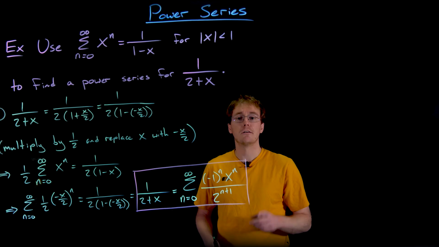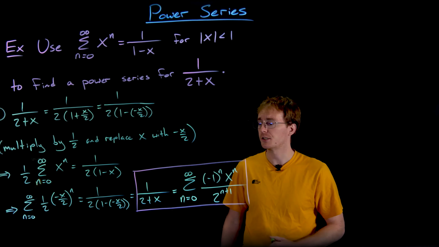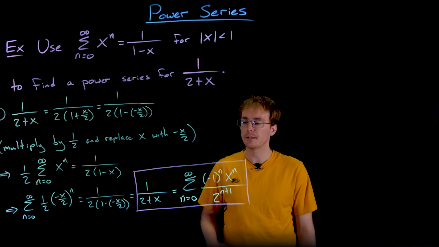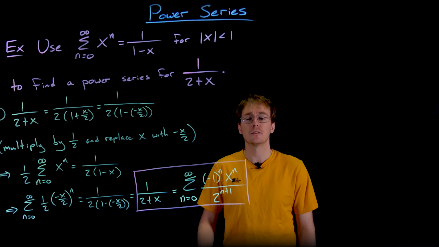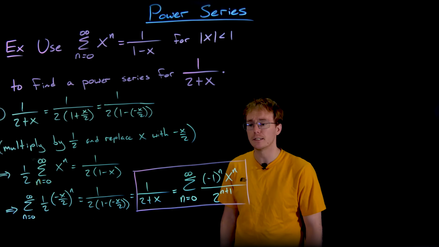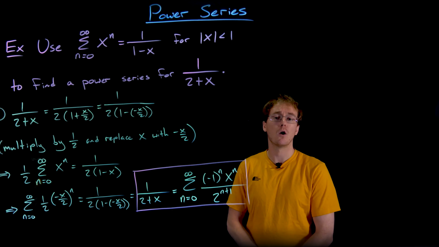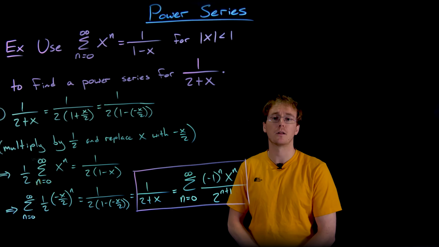And so here we have our first power series representation for the function 1 over 2 plus x. It can be expressed as the power series, the sum from n equals 0 to infinity of negative 1 to the n times x to the power of n all over 2 to the power of n plus 1.